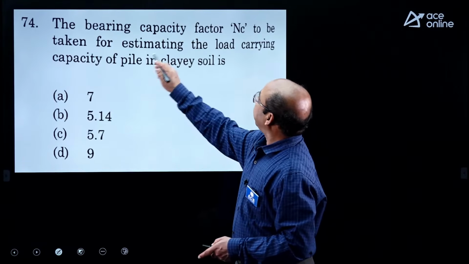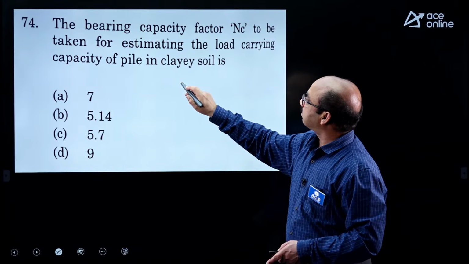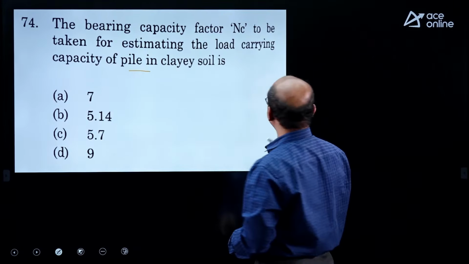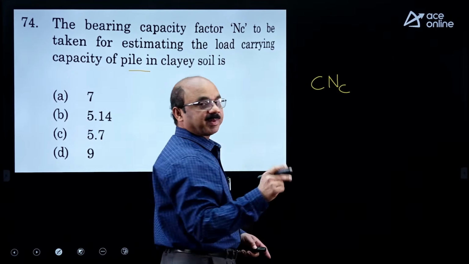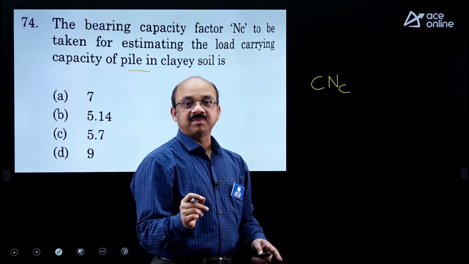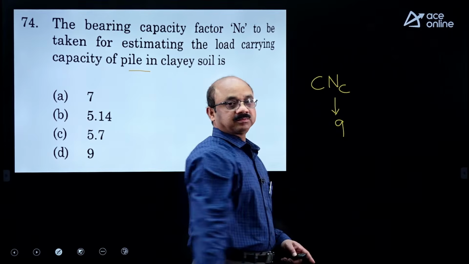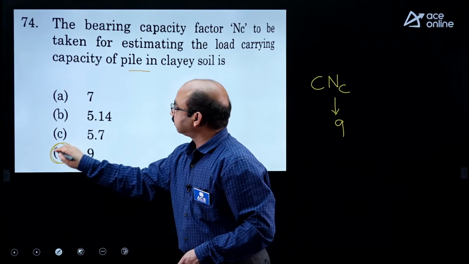Next is the bearing capacity factor NC to be taken for estimating the load carrying capacity of the pile in a clayey soil. In the case of clayey soils, we use the formula cNc to estimate the bearing capacity. Their NC value we take maximum. In the case of clayey soils, the value we take as 9. A simple question. So this is the answer.